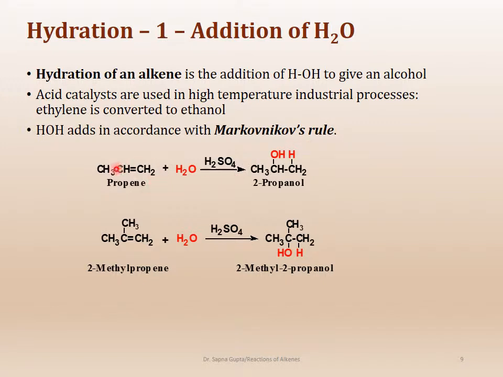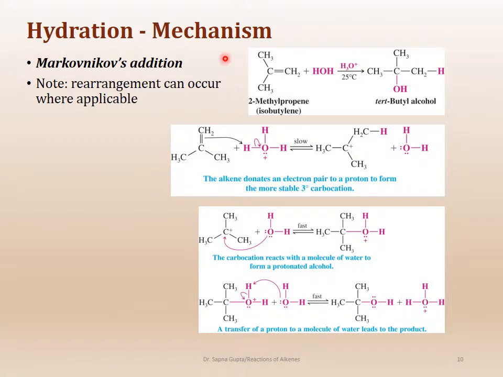So here is propene, an asymmetric alkene. If you add water to it, the hydrogen will go to the carbon with more hydrogen, and then the OH will go onto the other carbon. And here 2-methylpropene, again an asymmetric alkene, and so therefore the hydrogen goes to the carbon with more hydrogen. So these are typical Markovnikov's addition. There are 3 hydration reactions that we're going to cover. The first one is the addition of water, and then there are 2 more coming up, which are different reagents.